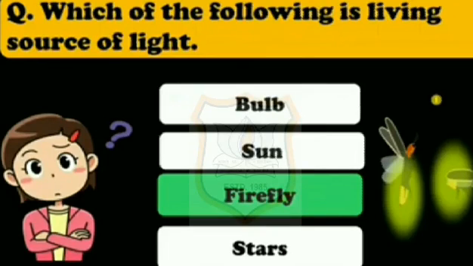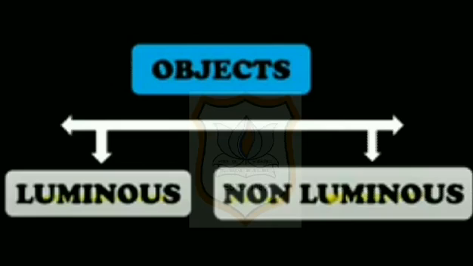Which of the following is a living source of light? Bulb, sun, firefly or star? So firefly is the living source of light. Our second topic is about classification of objects around us. Objects are luminous and non-luminous.